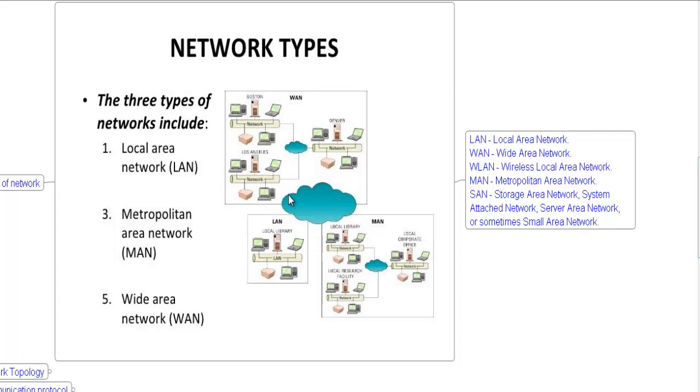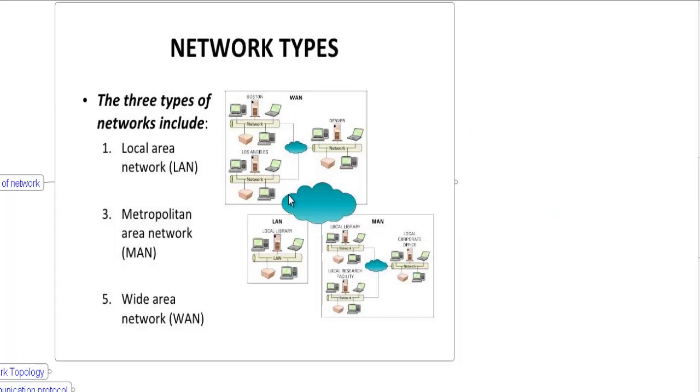Network can be local area network, wide area network, wireless local area network, metropolitan area network, storage SAN, storage area network. SAN can be storage area network, system attached network, server area network, or sometimes also known as small area network.